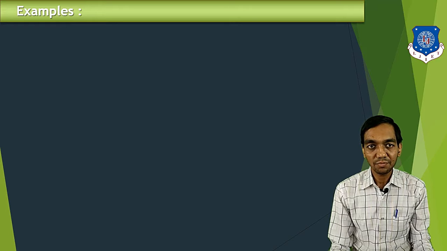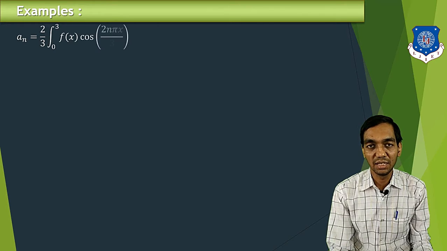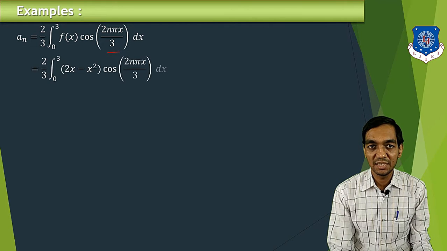In the same manner, we have a0 with a value 0, and now we are starting with aₙ. aₙ is 1/l, that will be 2/3, and the integration is from 0 to 3 of f(x) cos(nπx/l). But 1/l is 2/3, so it is 2nπx/3. Now f(x) has the value 2x − x², so put it in: you will have 2/3 times the integration from 0 to 3 of (2x − x²) cos(2nπx/3) dx.